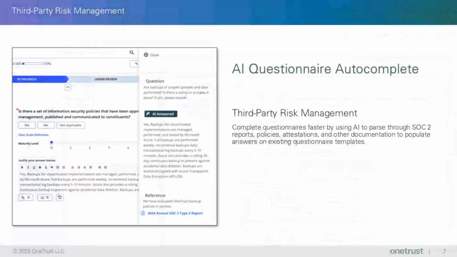The final new feature in third-party risk management is AI Questionnaire Autocomplete, which is releasing as public preview. The purpose of this feature is to dramatically decrease the time spent evaluating vendors by using AI to ingest vendor documents such as a SOC 2 report and autocomplete questions in an assessment from the information in that report. It is important to note several key points about the importing of documents.